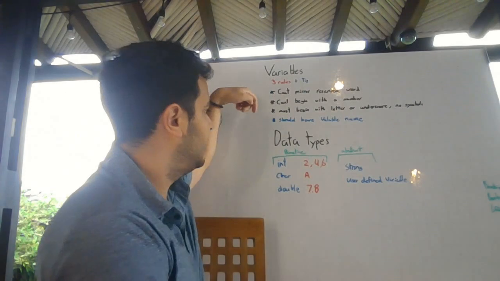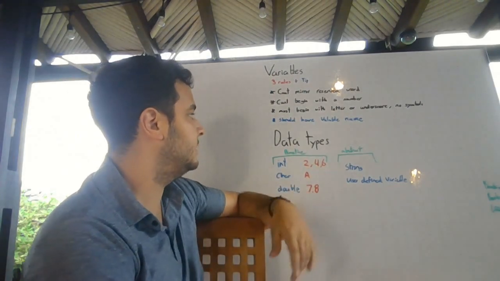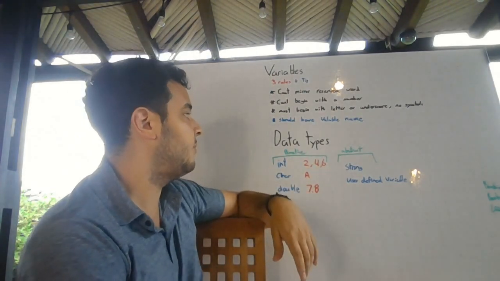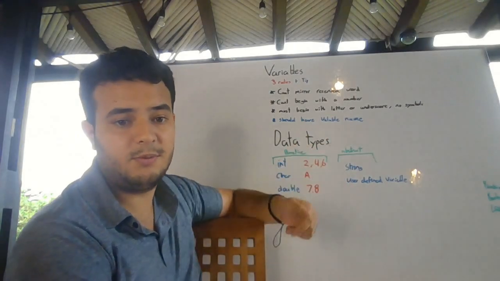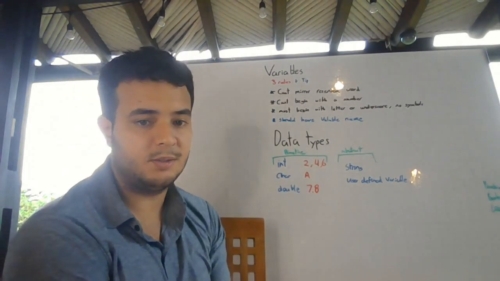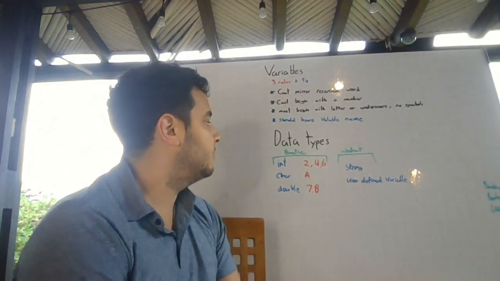And the last tip, which should also be counted as a rule, is that the variable should have a valuable name, something that is easy to code, so when you go back and fix it, you know what the variable means. Variables could have different data types.